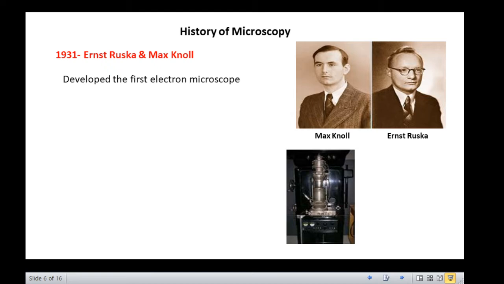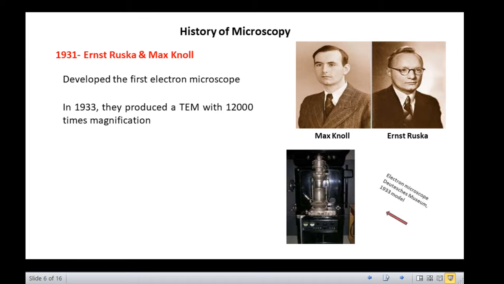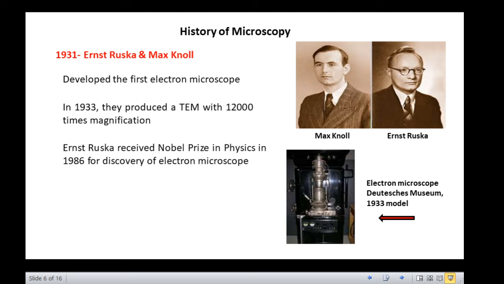as an atom. In 1933, they produced a transmission electron microscope with 12,000 times magnification. The picture here is that of the 1933 model of electron microscope at the Deutsches Museum. For this development, Ernst Ruska was awarded the Nobel Prize for Physics in 1986.